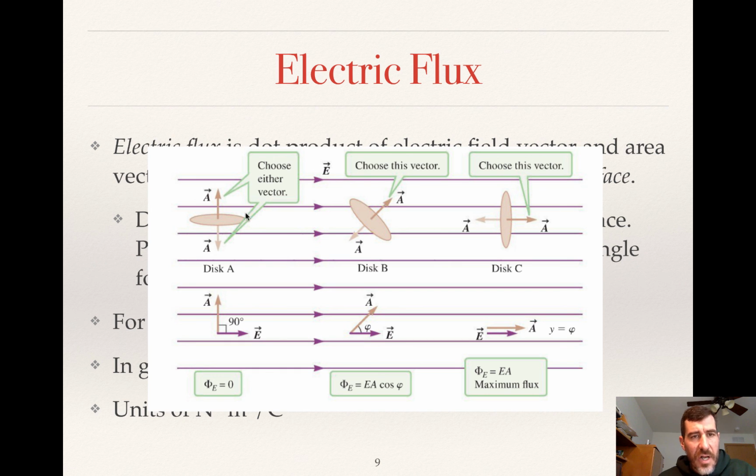And here's a nice picture. We've got some electric field lines pointing to the right. Here we've got some area that's perpendicular to the field lines. Actually, the flux is 0 since the area vector and the field are perpendicular to each other, and the cosine of 90 degrees is 0. If it's tilted a little bit, then it's going to be some non-zero value, EA times cosine phi. And if the surface is perpendicular to the field lines, then the flux is going to be a maximum, because if E and A are pointing in the same direction or in opposite directions, then cosine 0 or cosine 180 is going to give you 1 or minus 1. So you get the maximum flux when the surface is perpendicular to the field lines.